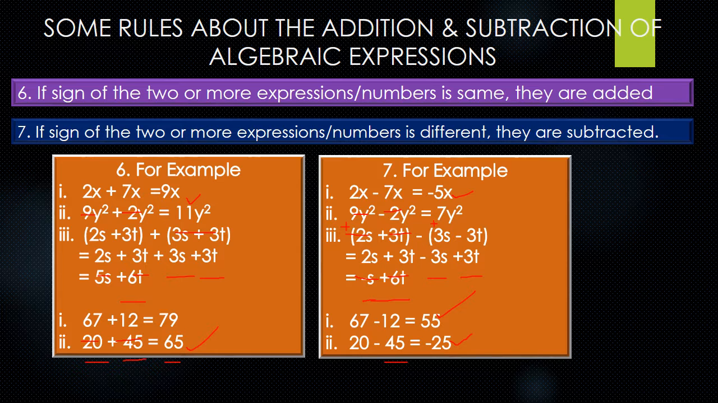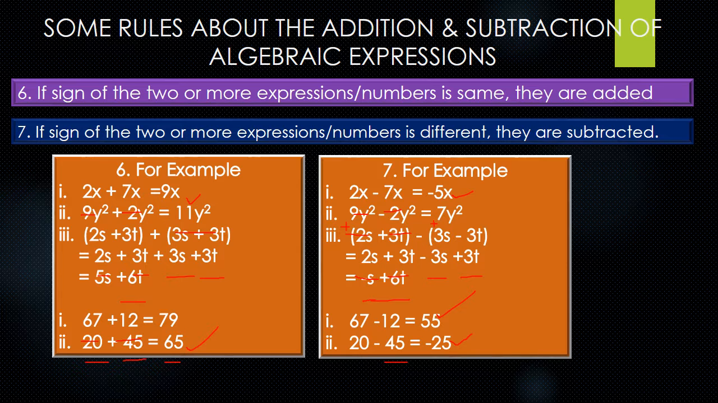Now coming to the third question, 2s plus 3t minus 3s minus 3t. 2s plus 3t. Now you look at this minus. This minus will multiply with 3s. 3s is positive, and when it is multiplied with minus, we get minus 3s. Now when this minus is multiplied with minus 3t, by multiplying minus with minus we get positive. So here a plus sign has been obtained.